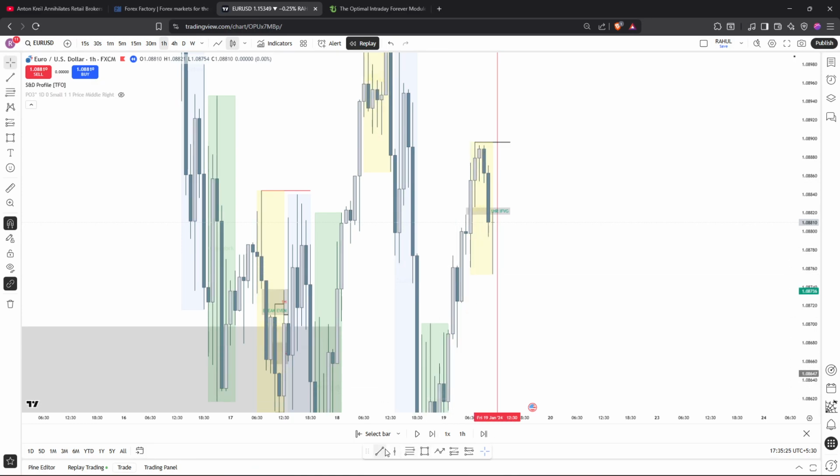This low got taken, the hourly low. Now this becomes the Asian low. This is a very important low. This low was rejecting, and both rejected this FVG, the 1 hour FVG, which I'll mark right now.